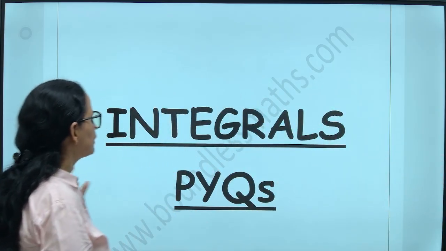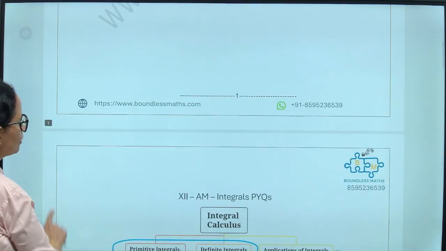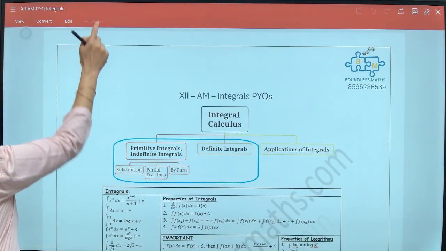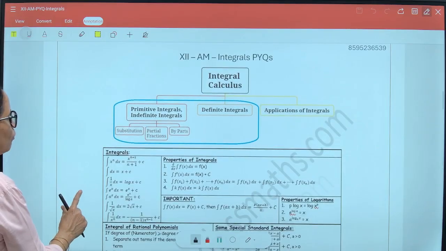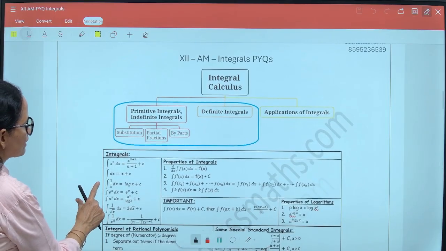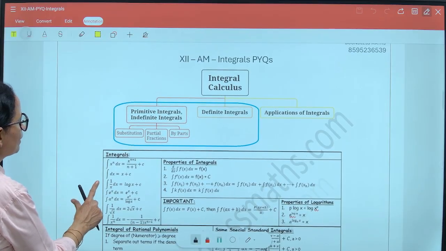Now before we get into the PYQs, let's first understand the basics of integration. If you are not clear with the basic concepts of integration, pause this video, go back to my channel, watch the videos on indefinite integrals and definite integrals, and then only come to the PYQs. So let's first understand the basics.